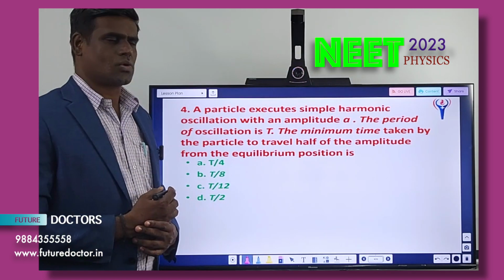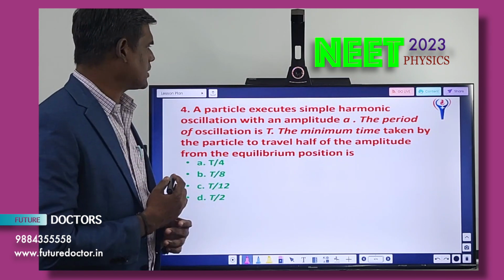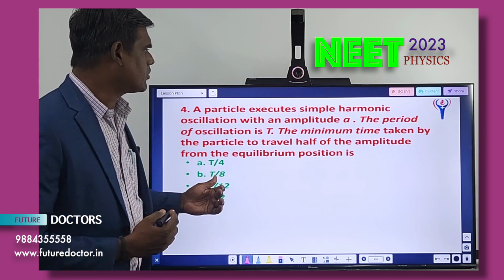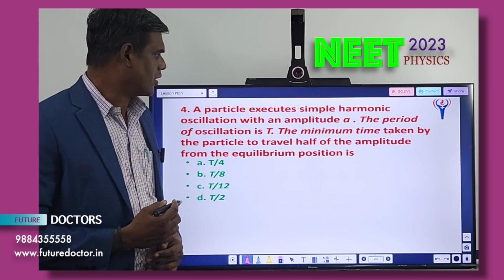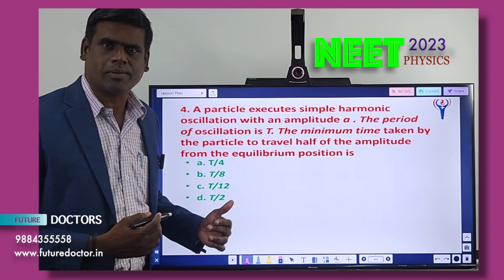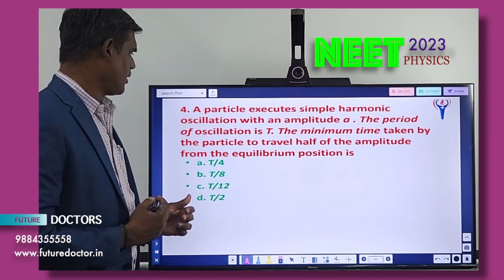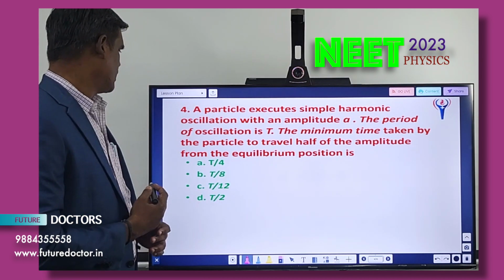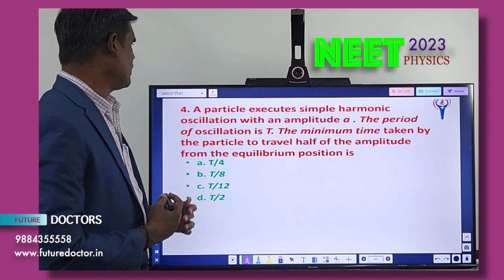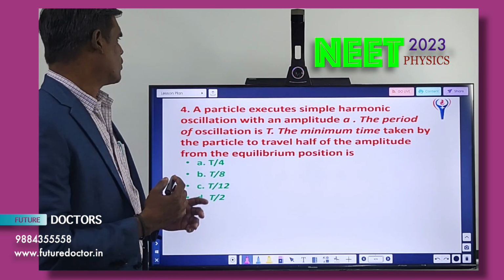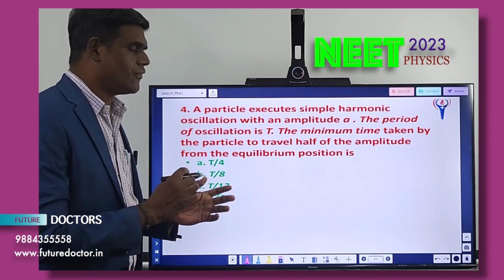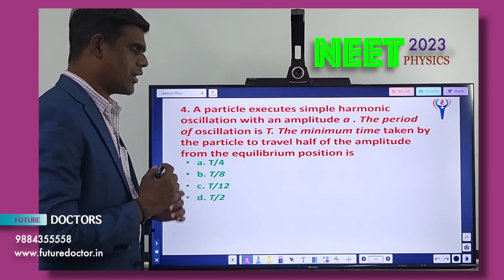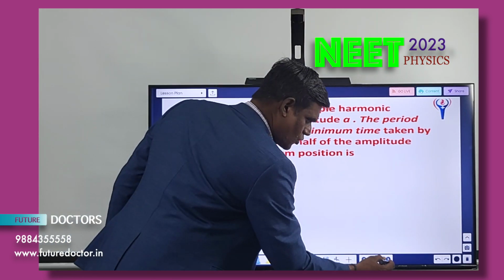A particle executes simple harmonic motion of oscillation with an amplitude A. The period of oscillation is capital T. The minimum time taken by the particle to travel half of the amplitude from the equilibrium position is dash. A. T by 4. B. T by 8. C. T by 12. D. T by 2. Here what you want to find? The period of oscillation T is given. So you should know the formula for T in terms of amplitude. By knowing the formula, you will derive the solution for this question. Let's move to question number 5.